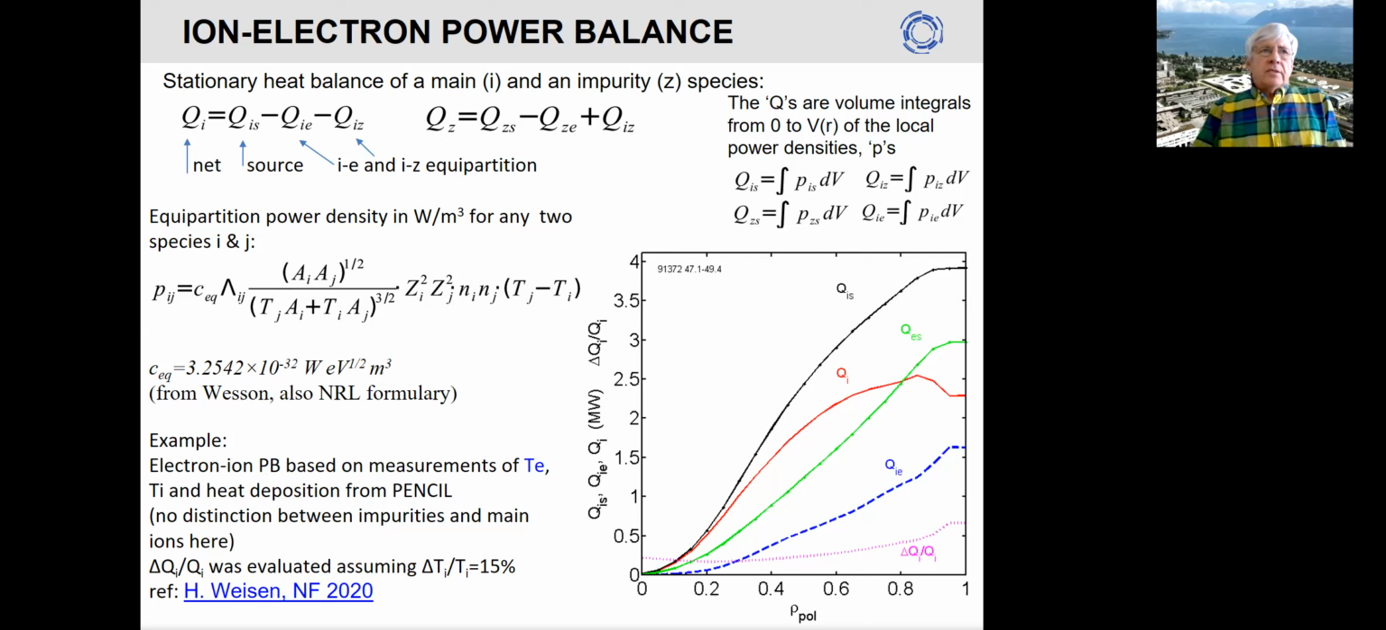The example on the right shows a power balance for the ion with QIS here, the source power for the ions, QIE, the exchange with electrons, and QI, the net ion power. The delta QI over QI here has been evaluated assuming that delta TI over TI is 15%.